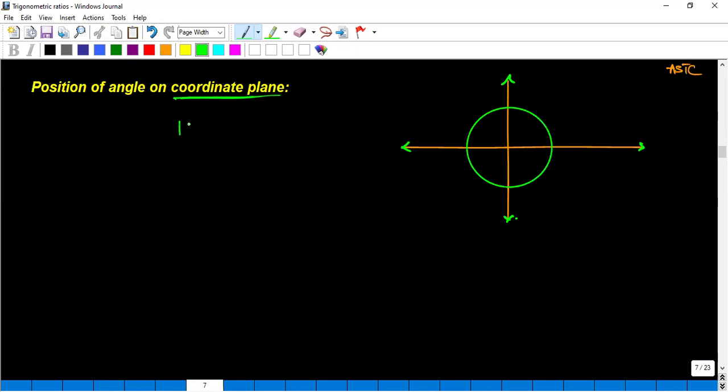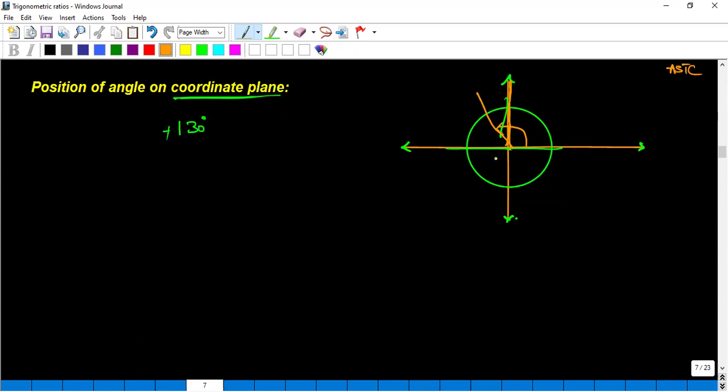Suppose I am taking 130 degrees in a positive direction. So what do I need to see? 130 is greater than 90. Just see here, this is 0 degrees, this is 90 degrees, this is 180 degrees. So you can tell very easily 130 is nothing but 90 plus 40. So that particular angle will come somewhere here.